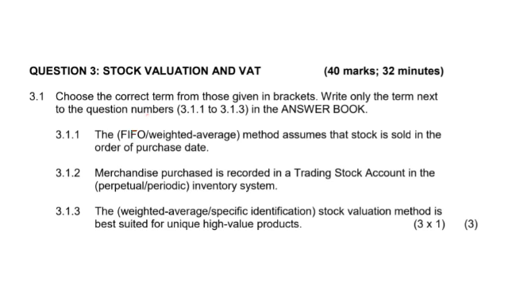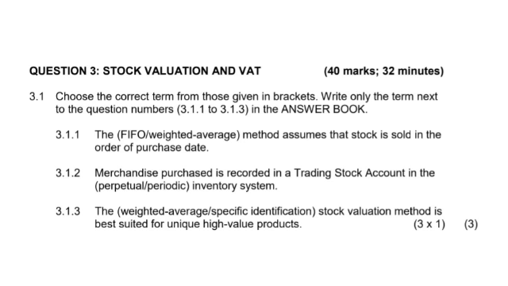And then in 3.1.2 it says merchandise purchased is recorded in a trading stock account in the perpetual or periodic inventory system. Now the difference between the perpetual and periodic inventory system is that periodic only records at the end, whereas in the perpetual inventory system, they open a trading stock account and they record the stock every time it is purchased. So the correct answer there is perpetual inventory system.